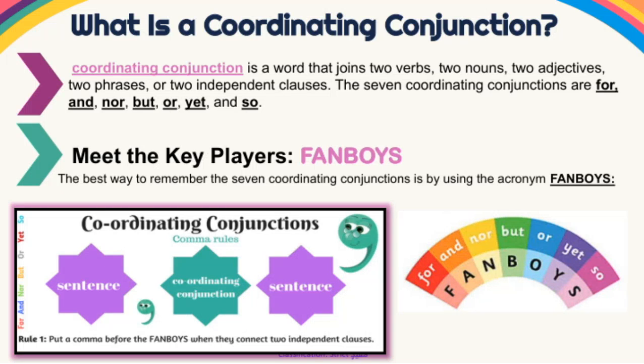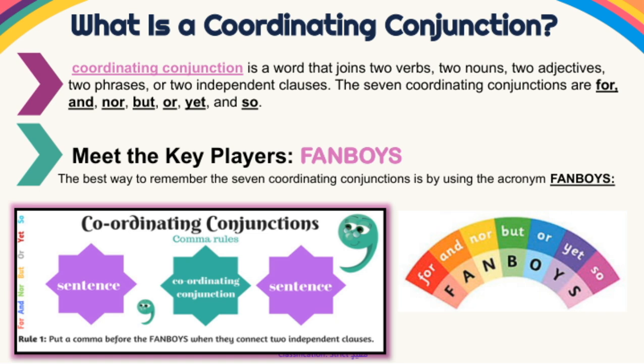Let's take a moment to look at how we can remember the 7 coordinating conjunctions easily. The best way is by using the acronym FANBOYS. Think of FANBOYS as your key players in connecting ideas. A coordinating conjunction is simply a word that joins two words, like two verbs, two nouns, or even two independent clauses. It helps make our sentences flow smoothly. The 7 coordinating conjunctions we're talking about are for, and, nor, but, or, yet, and so. These words are essential because they show relationships between ideas, making our writing clearer and more cohesive.